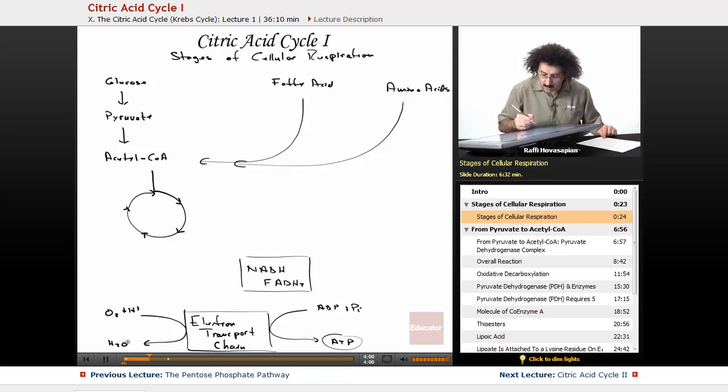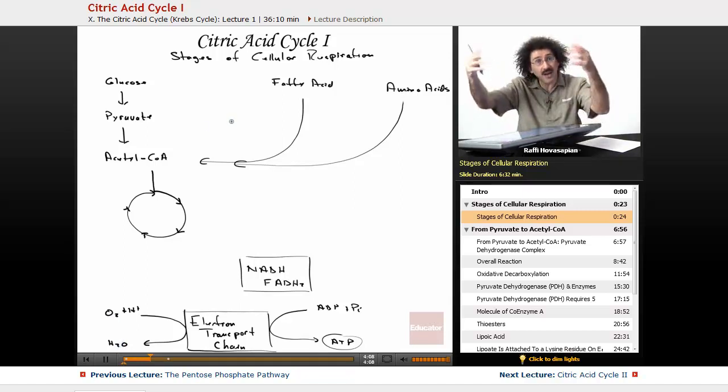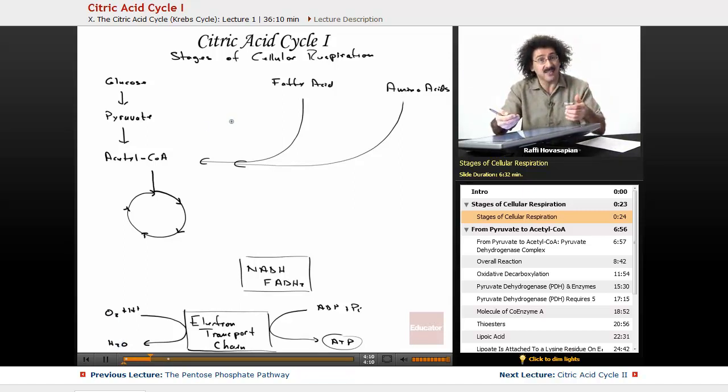Oxygen normally has an oxidation state of 0. H2O has an oxidation state of -2. All those electrons that we took away from the breakdown of the carbohydrate, the fatty acid, and the amino acids end up coming and reducing oxygen. That's what they do. And in the process, of course, CO2 is also released.